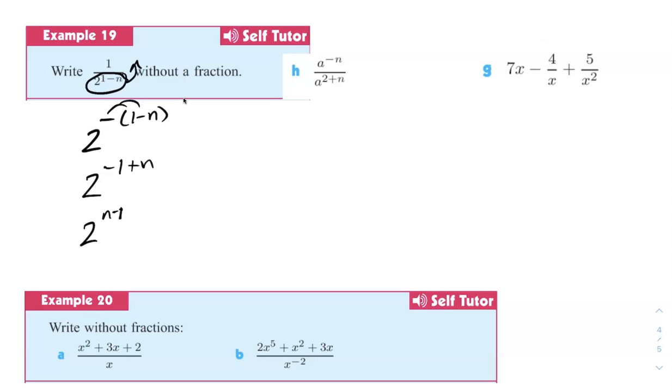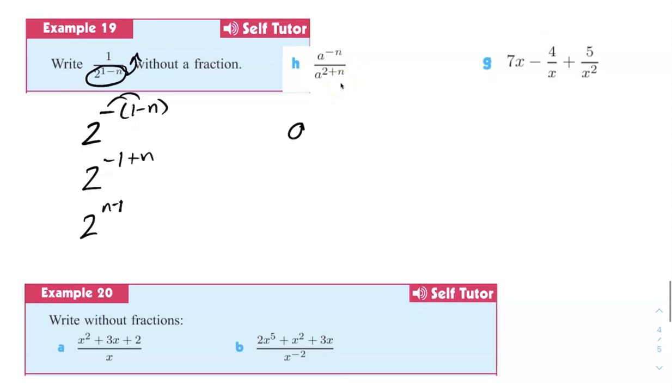So let's do that one. Here, they have the same base, so it's a little easier, you just subtract. So a to the negative n minus parentheses 2 plus n, don't forget the parentheses. So you distribute. I get negative 2 minus n, add like terms, a to the negative 2 minus 2n, or negative 2 minus 2.